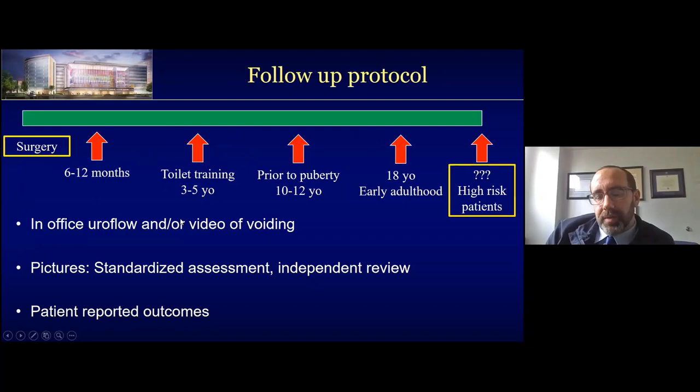So now this is a general scheme of when we see patients: 6 to 12 months after surgery, toilet training, so we can assess what the urethra looks like and how it's functioning when they're urinating, prior to puberty, and when they enter into adulthood. What you're trying to assess is what happens as the penis grows through puberty and as they start using things sexually. Is everything holding up like we expected after we repaired it when they were an infant? Try to get some quality follow-up in terms of uroflow or video of the kids voiding.